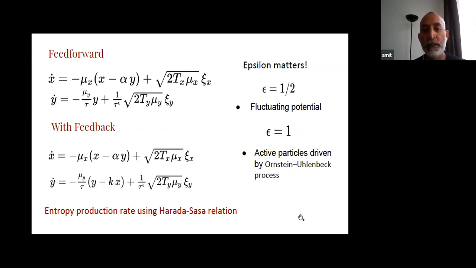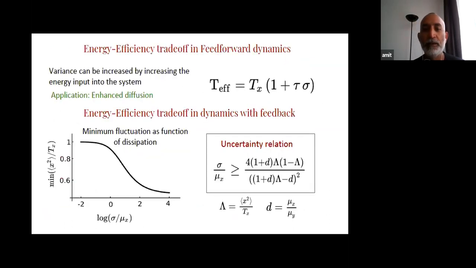So the function we are interested in studying is the variance of the particle x. For feed-forward dynamics, what we show is that if we calculate the variance and the entropy production rate, we find that at a given time scale, the variance increases with the increase in entropy production rate. For the feedback case, no such one-to-one mapping exists between the entropy production rate and variance. However, a one-to-one mapping can be obtained by calculating the minimum variance that can be attained for a given entropy production rate and vice versa.